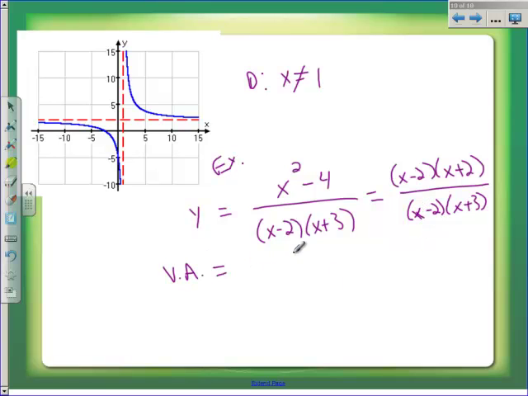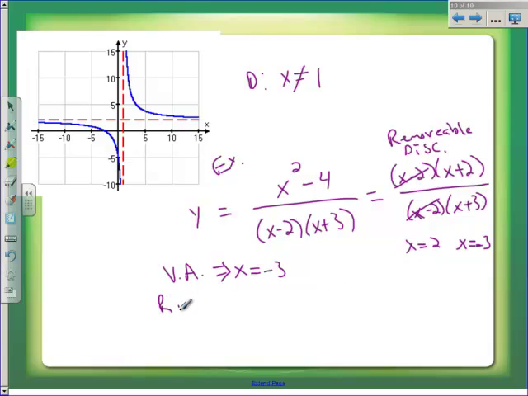Well, the vertical asymptotes, you set the bottom equal to 0, but you better make sure neither one of those values also make the top equal to 0. When I set the bottom equal to 0, I get x equals 2 and x equals negative 3. However, my vertical asymptote is only x equals negative 3. Because this x minus 2 also appears in the numerator. That is a removable discontinuity, which means that there's a hole in the graph.